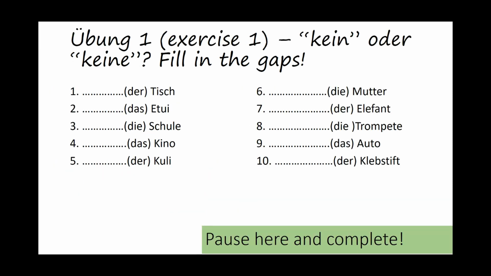Übung 1. Kein oder keine. Fill in the gaps. This is a pretty straightforward exercise. You just need to work out which it will be, either kein or keine. We have been very helpful here and given you the gender or the article that you would use with each noun. So just refer back to your notes and pause here and complete the gaps. Please write out the whole thing, so you should have 2 words in each answer.